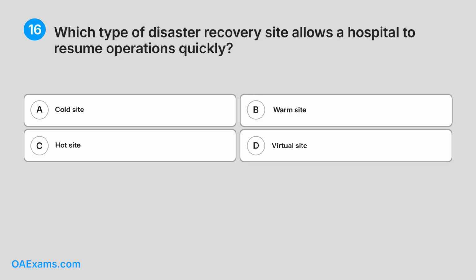16. Which type of disaster recovery site allows a hospital to resume operations quickly? A. Cold site. B. Warm site. C. Hot site. D. Virtual site. What do you think is the answer?